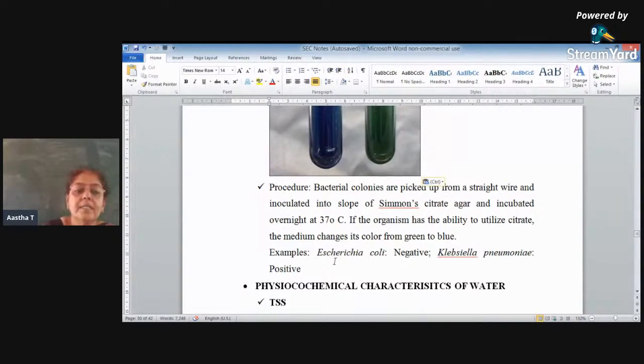So Escherichia coli gives a negative citrate test. It cannot utilize citrate as a source of carbon and energy, but Klebsiella pneumoniae can utilize citrate as a source of carbon and energy, and it can change the pH of the medium to alkaline side so as to change the color of bromothymol blue from green to blue.